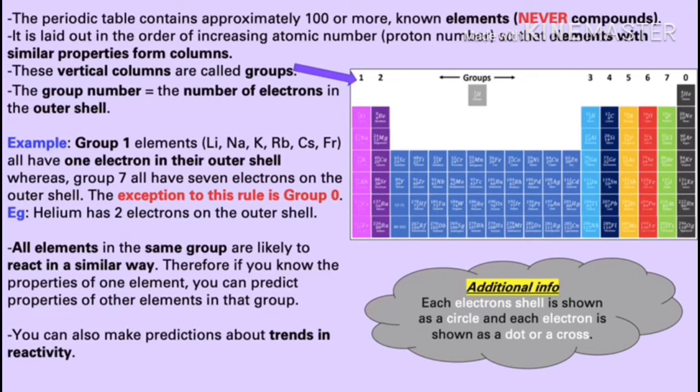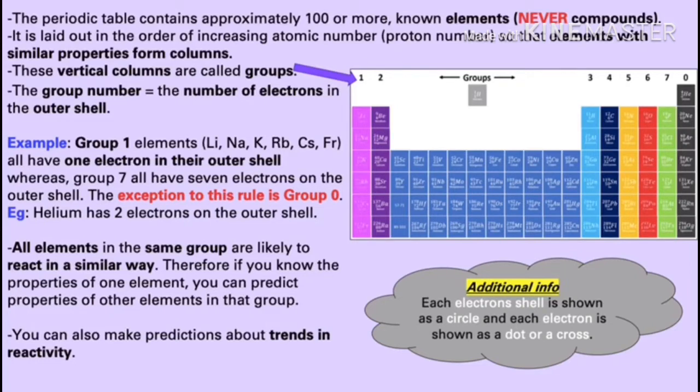The periodic table is laid out in the order of increasing atomic number so that the elements with similar properties form columns. These vertical columns are called groups, as shown in the diagram as 1, 2, 3, 4, 5, 6, 7 and 0. These can also be represented as Roman numerals. The group number is the number of electrons in the outer shell. Example, all group 1 elements, which are shown in the brackets, all have 1 electron in their outer shell, whereas group 7 elements will all have 7 electrons in the outer shell. The exception to this rule is group 0, as helium has 2 electrons in its outer shell.